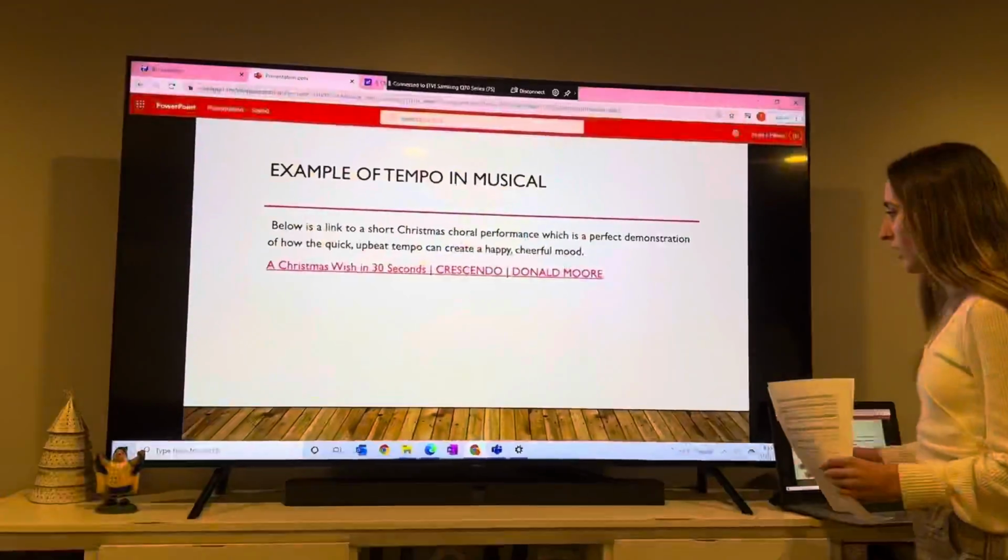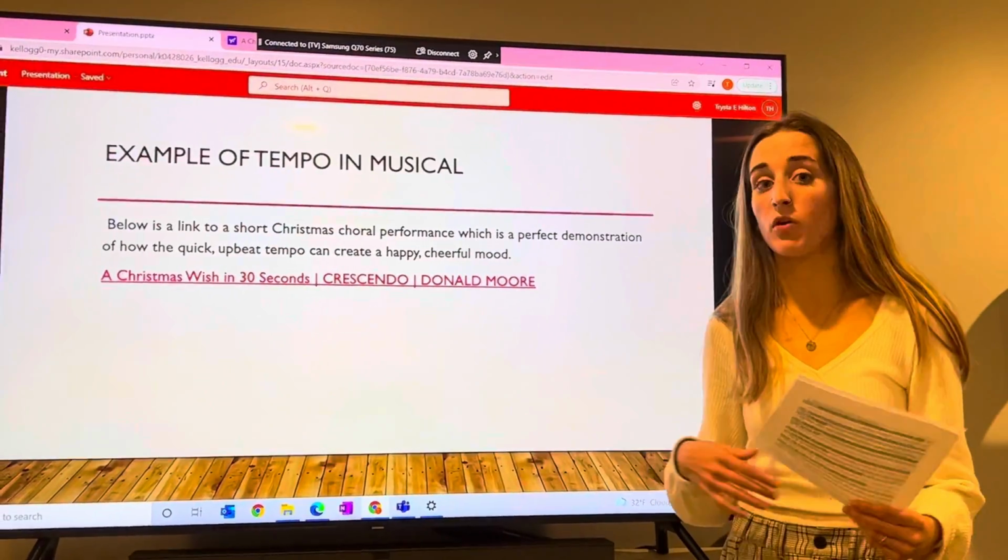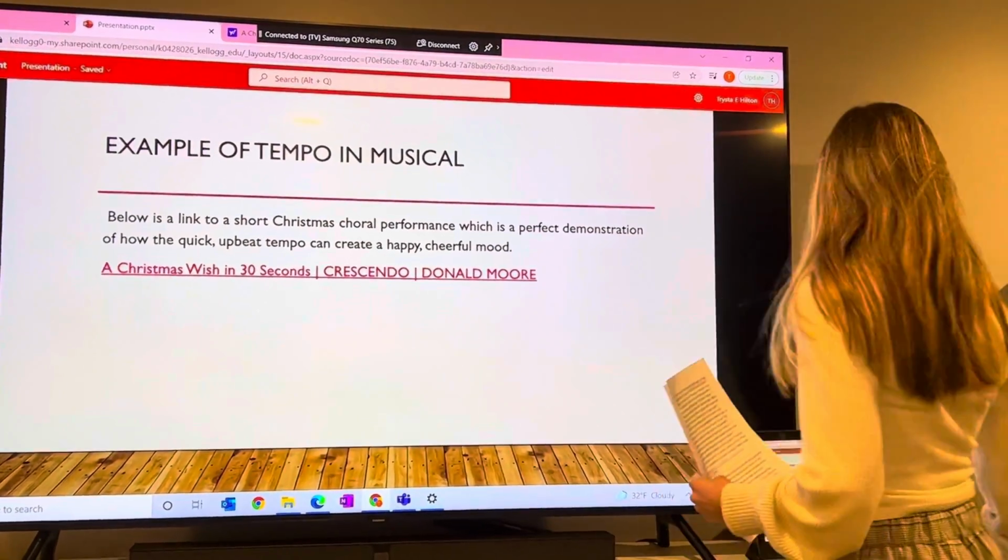Again, that was an example of a song sung in a faster tempo to evoke a more positive emotion from listeners.